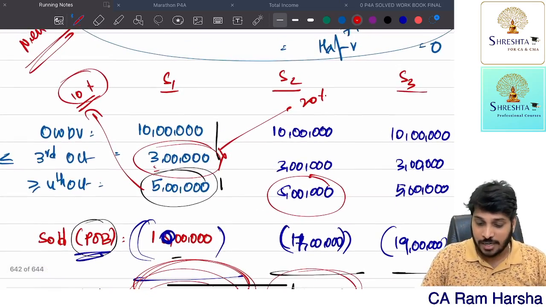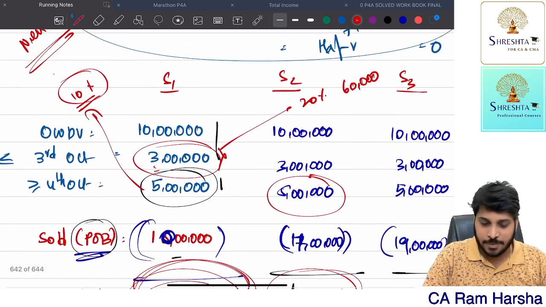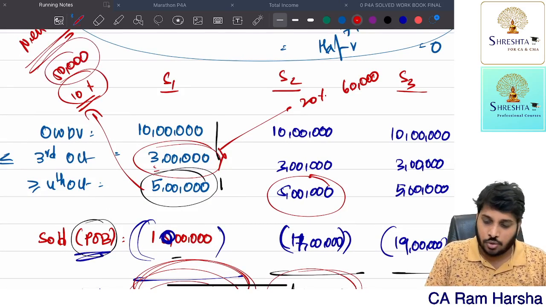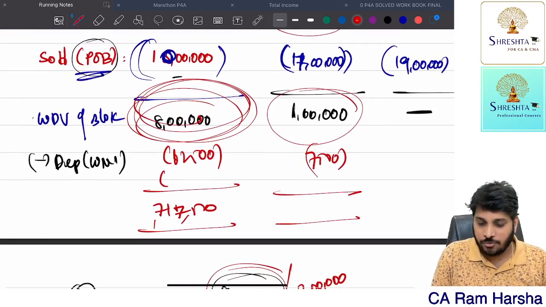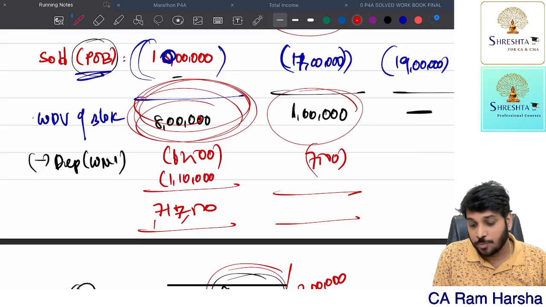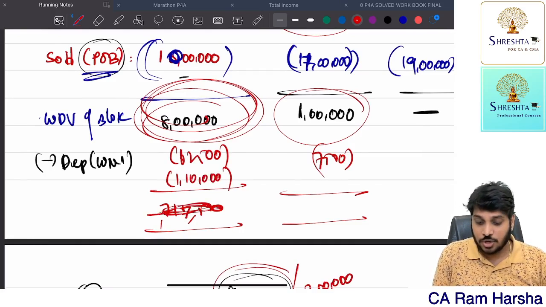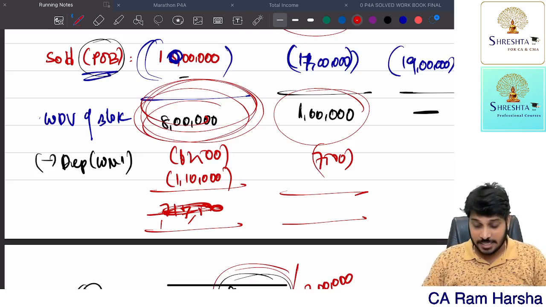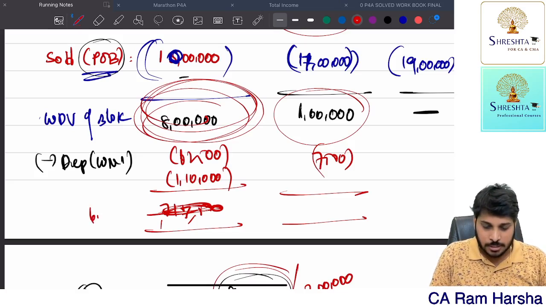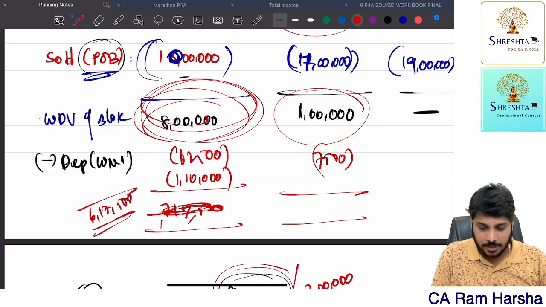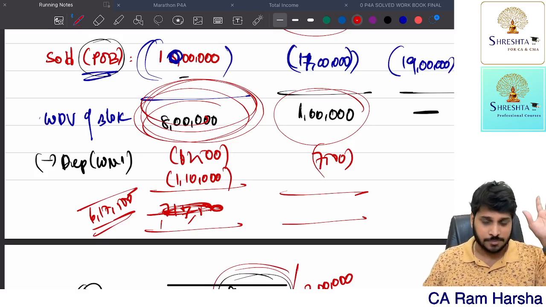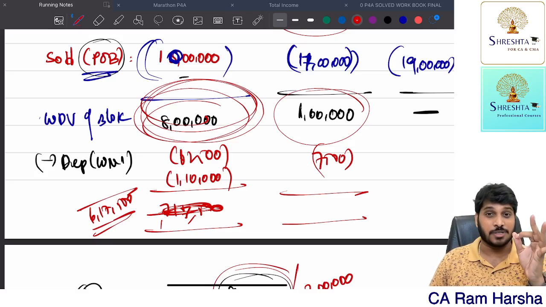So now 20% means 60,000 and 10% means here 50,000. So total 1,10,000. Now here 82,500, right? 1,10,000 will also be reduced. Then revised closing block is how much now? In this case, 8 lakh minus 82,500 minus 1 lakh is equal to 6 lakh 17,500. This is the closing block. Are you clear? This is the additional depreciation concept.